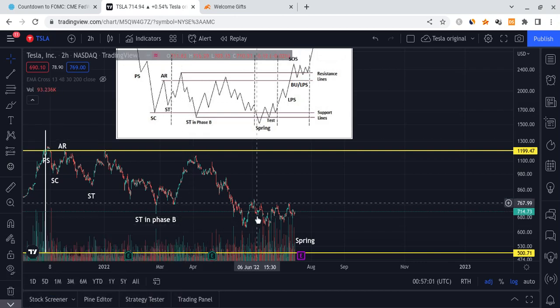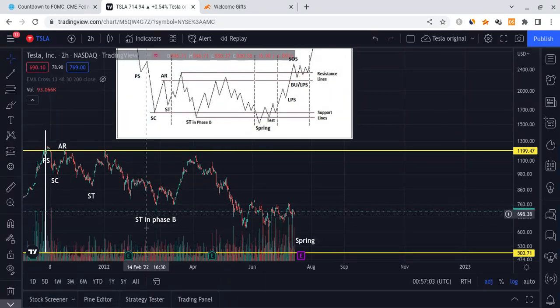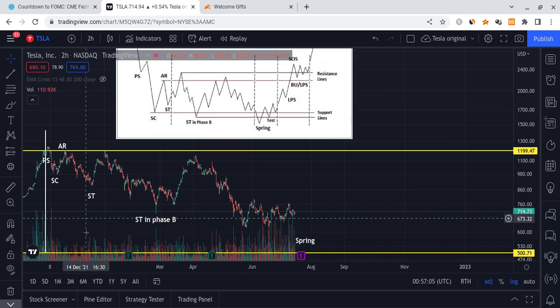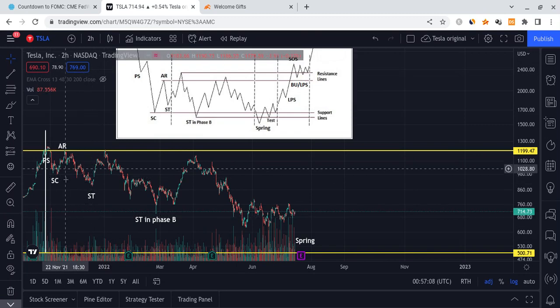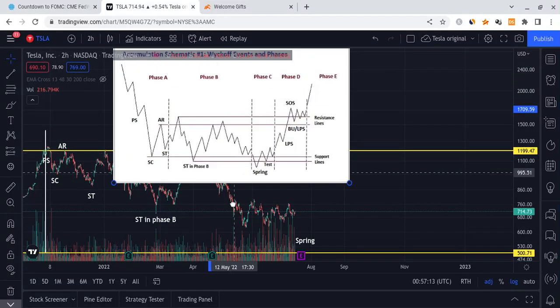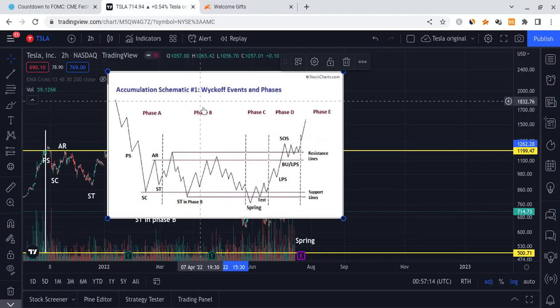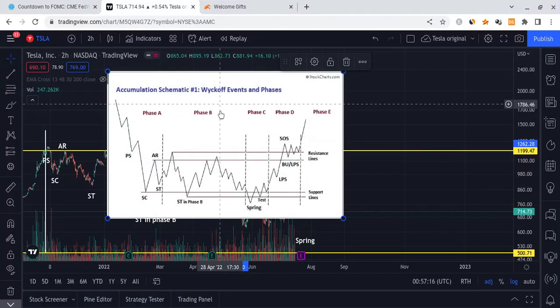So looking at Tesla, there is something very interesting that I've mentioned about the way we've seen price action. And one of the things that I theorize is the fact that it is possible that we are tracking a Wyckoff accumulation schematic, and this would be the first schematic, right? From a Wyckoff perspective.